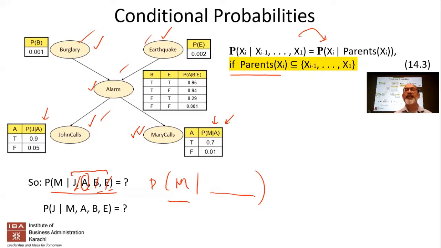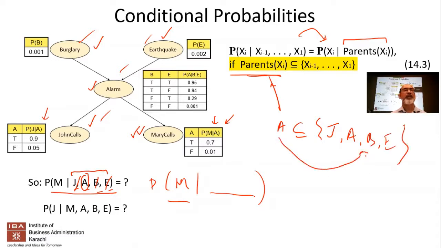We can simplify this to be only the parents, if the parents are a subset of the other guys. So who's the parent over here in this case? A is the parent. Now, is the parent a subset of J, A, B, and E? Yes, clearly, because the parent is right here. So the parent belongs in that entire set, and we can simply remove the other guys and only leave the parents there.